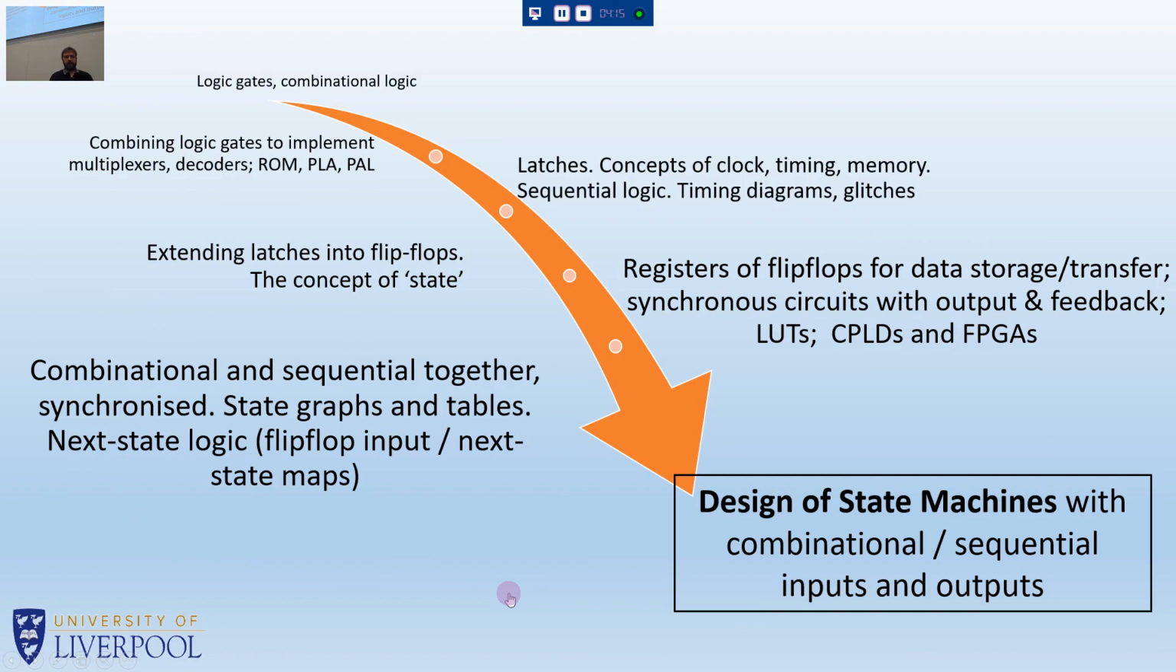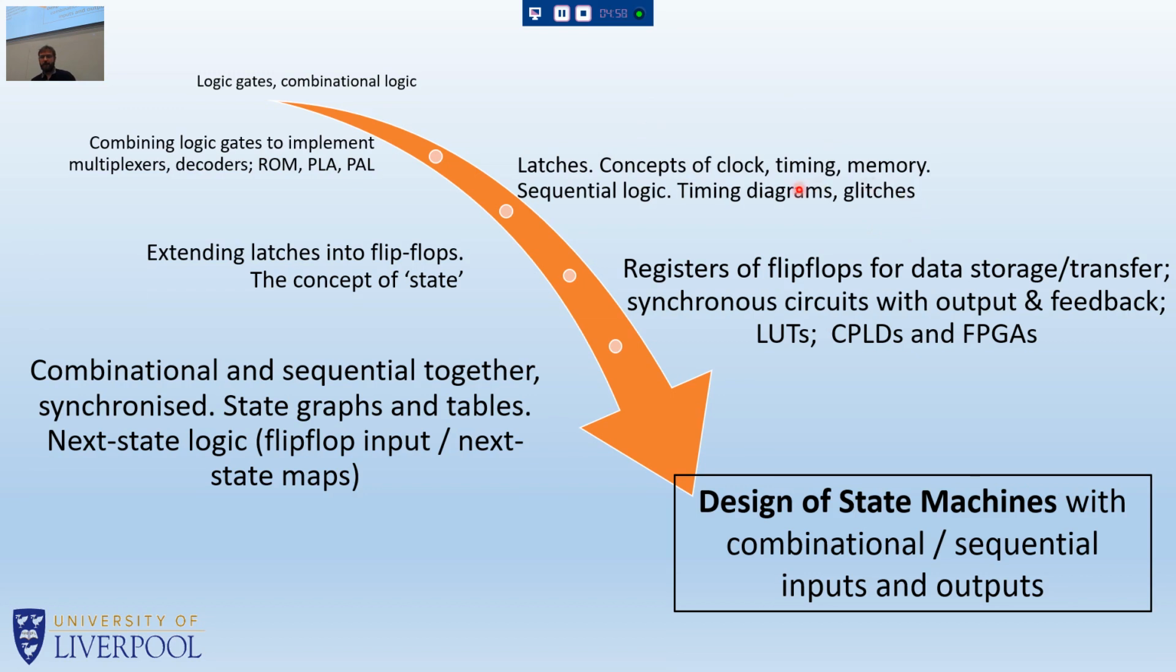So just to give you a graphic about the journey that we've been on so far, sometimes at whistle-stop speed. We've started with revision of logic gates, combinational logic. We moved on to combining these to make slightly higher level devices like multiplexers, decoders, read-only memory, programmable logic array, programmable array logic. Okay, and these are known as programmable logic devices, right? Then we moved more recently into latches last week and concepts of timing and memory and realizing the importance of sequential logic when things are happening in a sequence rather than just the logic just happening all at once, as we assume for combinational logic.